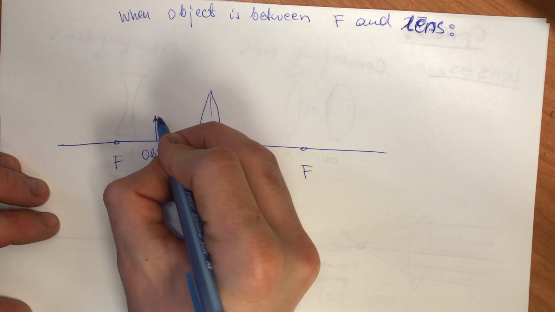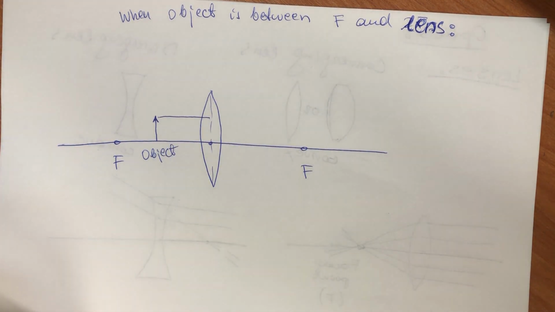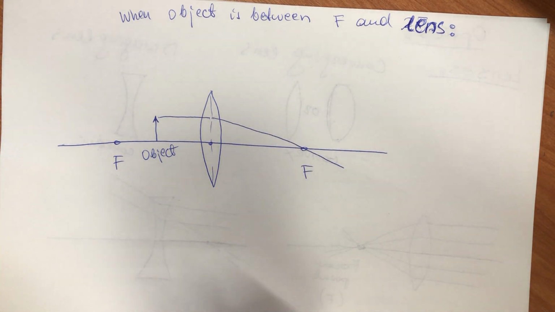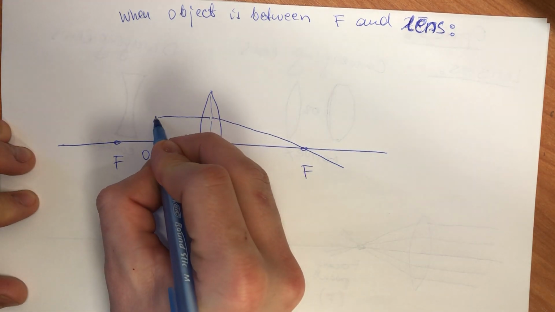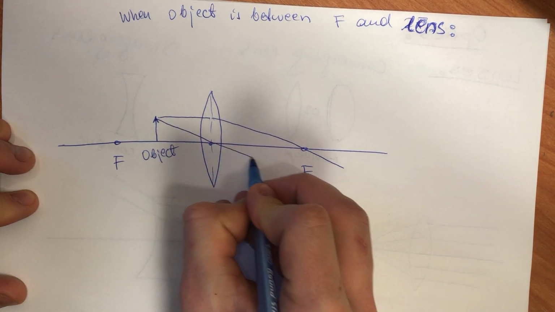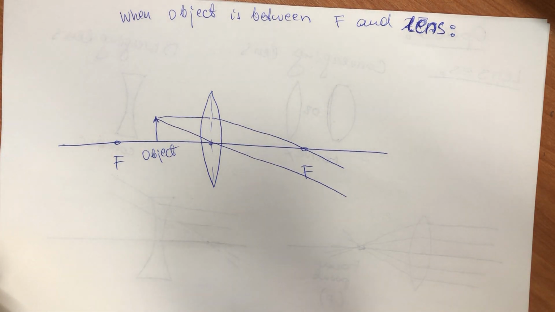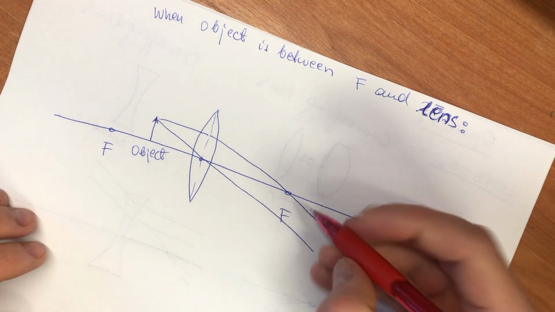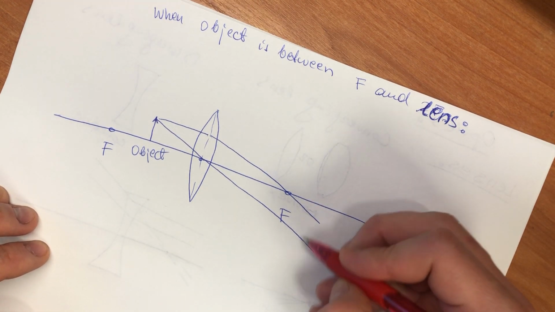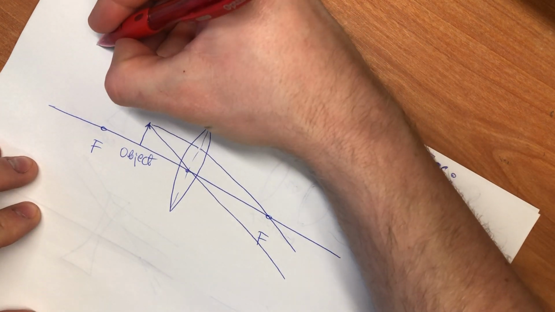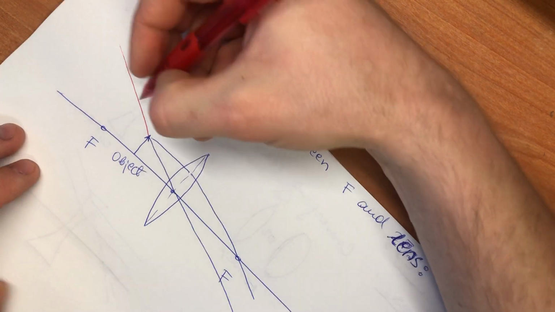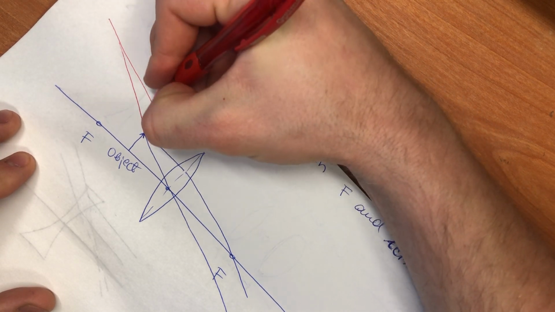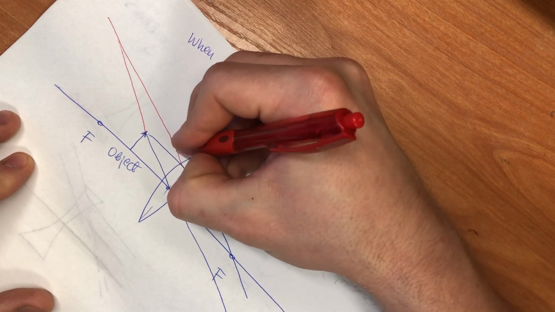So the light ray that goes parallel with the optical axis goes through the focal point. The light ray that goes through the lens center is unbent and goes straight. And as you can see, what's happening here is that true light rays, real light rays, they don't converge on the right, but they converge on the left.